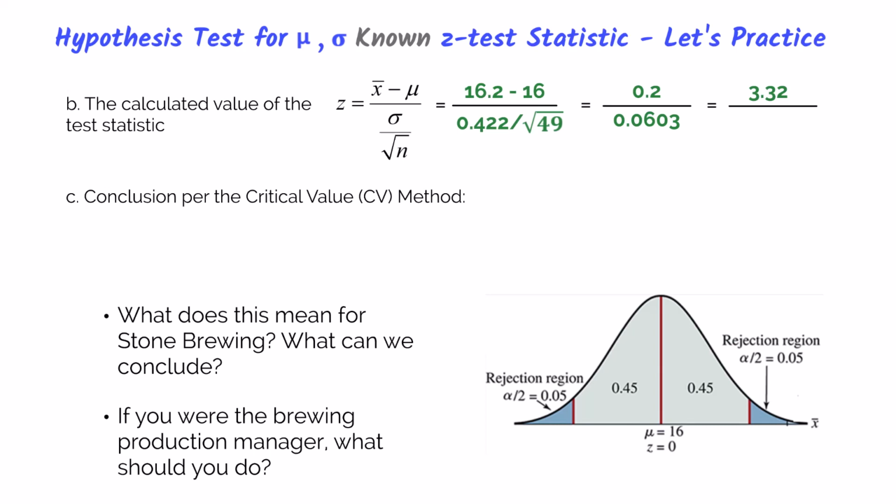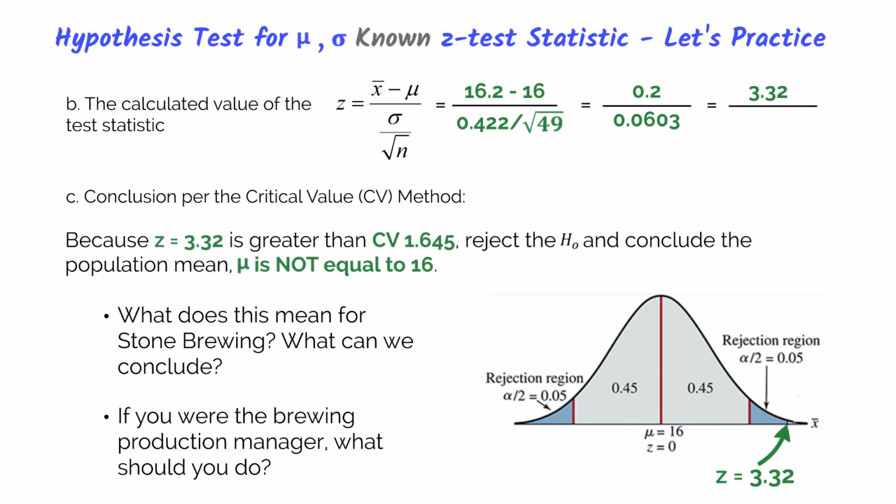Now we can draw a conclusion per the critical value method. I like to use a visualization to help us with this conclusion. Since the Z value is way out here on our curve, we know that this is our rejection region. So since the Z of 3.32 is greater than the critical value of 1.645, we reject the null hypothesis and conclude that the population mean is not equal to 16. So the manager of Stone Brewing should have a technician inspect the machine for any issues that might be causing the machine to consistently overfill the cans.